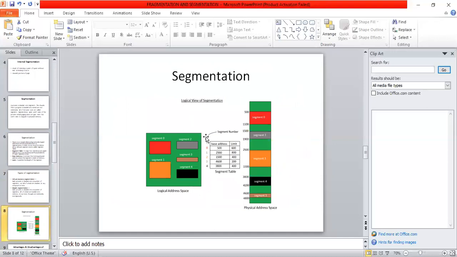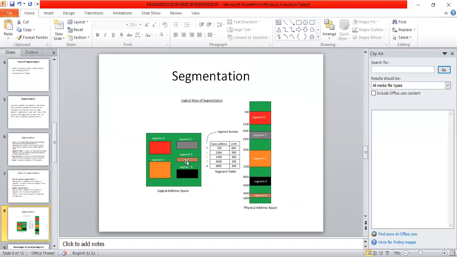This is the diagram. We have the logical address space in which different segments are there, and these logical addresses are mapped into the physical address space. Now, segment 0 is stored at a base address starting at 500. You can see the segment is 0, the base address is 500, and it ends at 1100. 1100 minus 500 is 600, so the limit is 600.